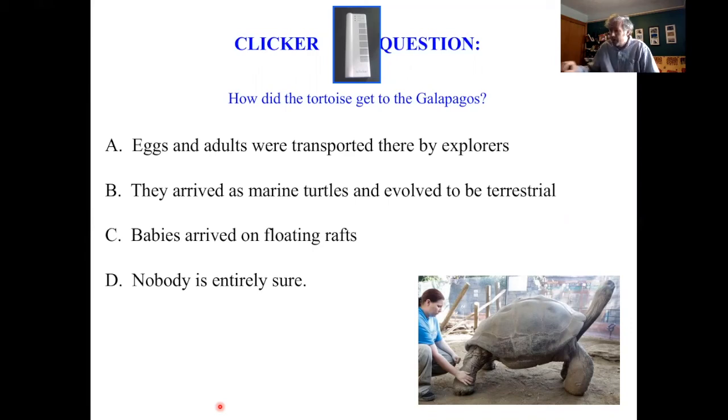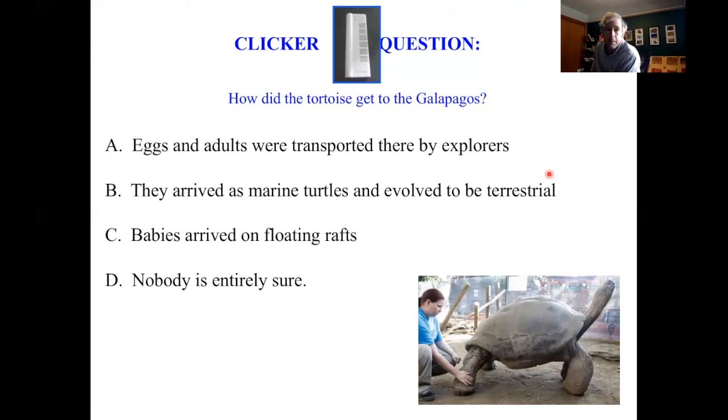Well, again, let's work through it. Is it A, eggs and adults were transported to the islands by explorers? Well, when the first European explorers arrived on the Galapagos Islands, they found that the islands were already covered in tortoises. And there are the remains of tortoises on the islands. There's fossil bones and things like that that are much older than the human species is generally. So the tortoise arrived there before there were explorers.